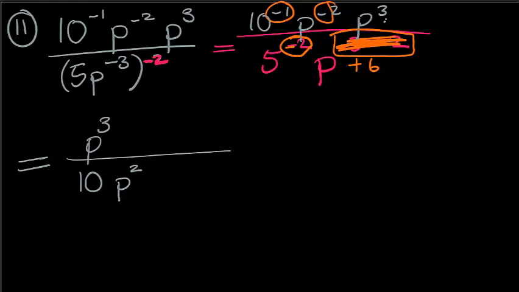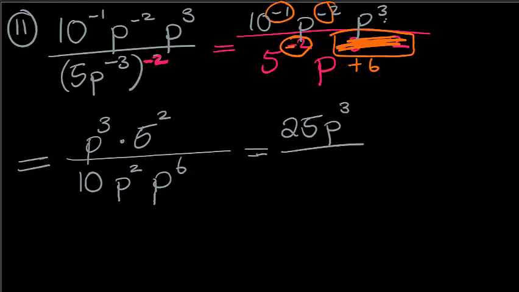5 to the power of minus 2 goes to the numerator. It becomes 5 to the power of 2. P to the power of 6 stays at the denominator. So in the end, I have got 5 times 5 is 25. p cubed as a numerator over 10 p. So this is 2 plus 6, which is then 8. P8 as a denominator. So that's not as simple as I can get.